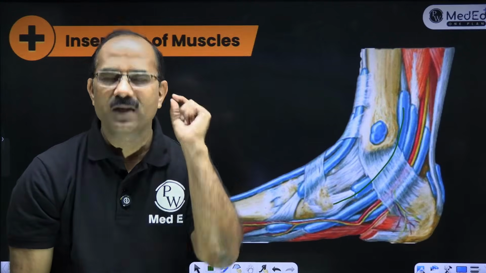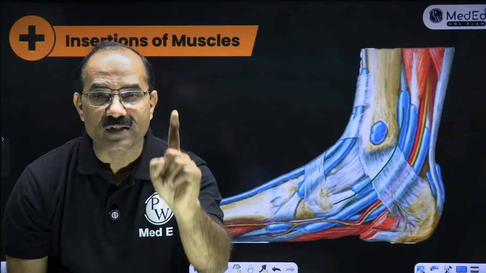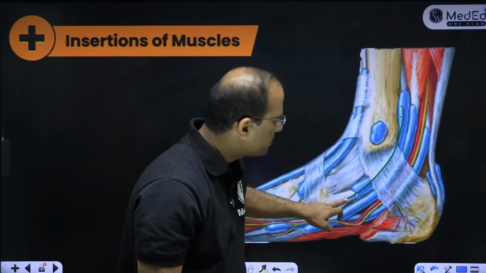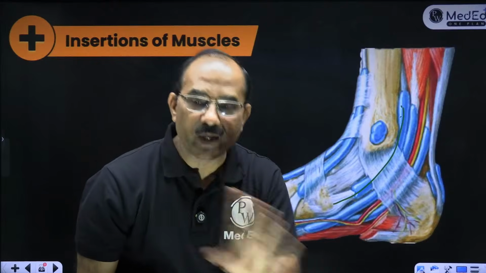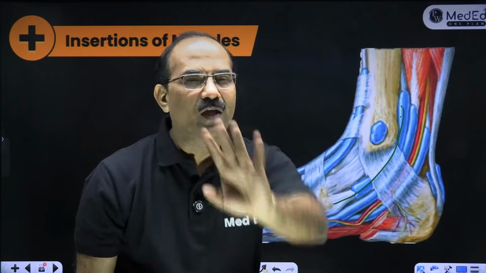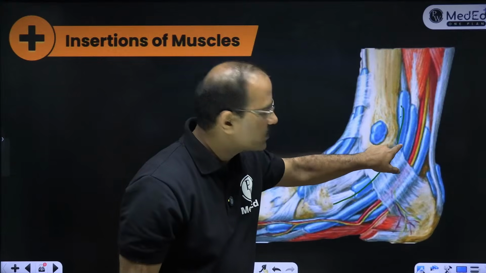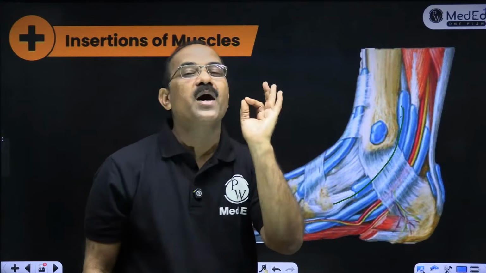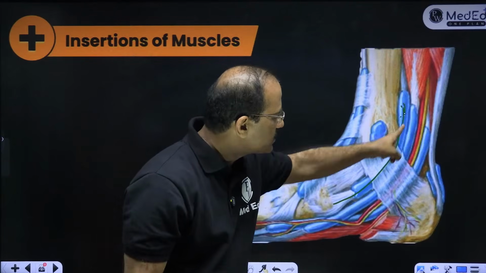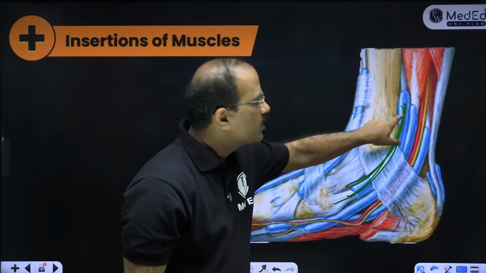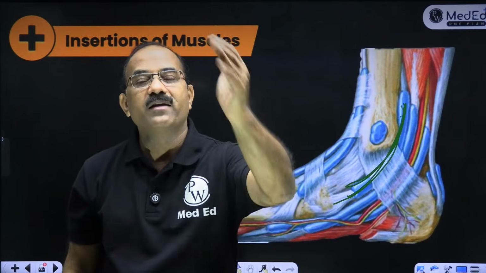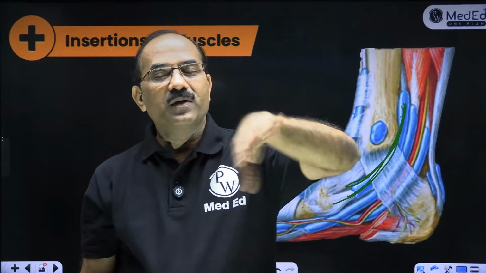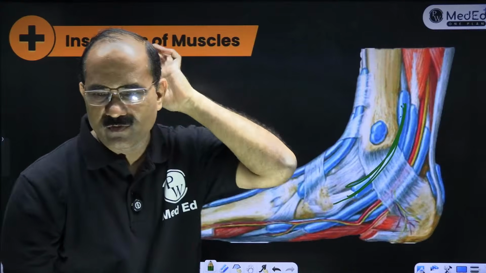The tendon which winds around the medial malleolus is tibialis posterior. Remember this. Always. Even in the viva, the examiner just asks you to identify it and says don't search anything, just look and identify. So how will you identify? You will see this tendon is winding around the medial malleolus, so this has to be tibialis posterior. So in other words, the tendon which winds around the medial malleolus is tibialis posterior.